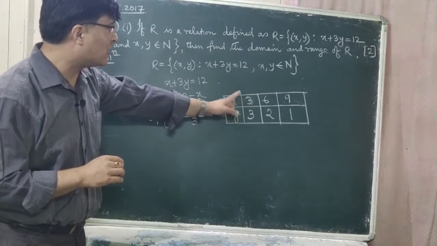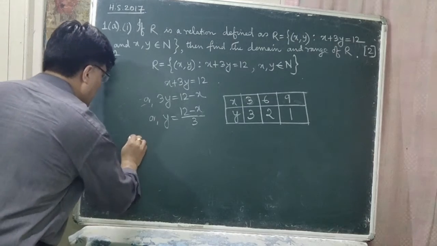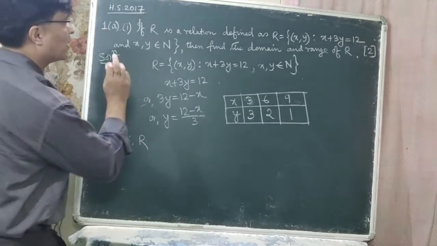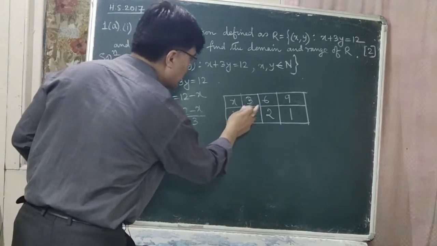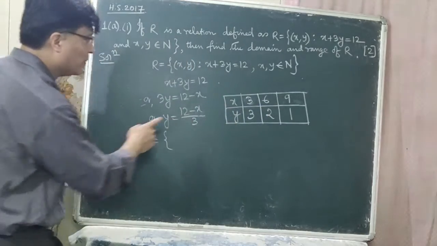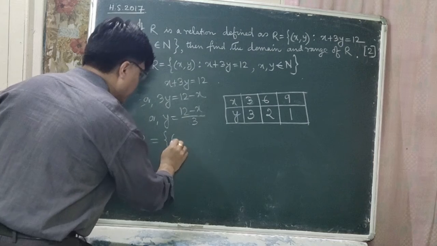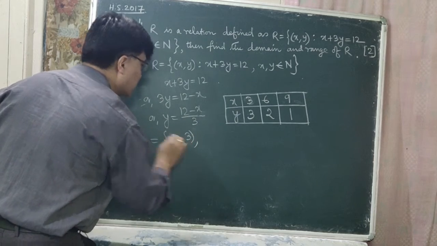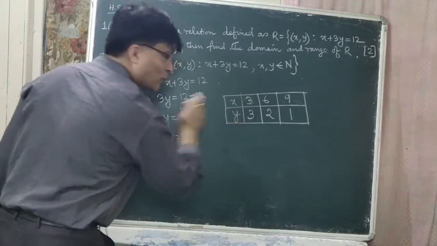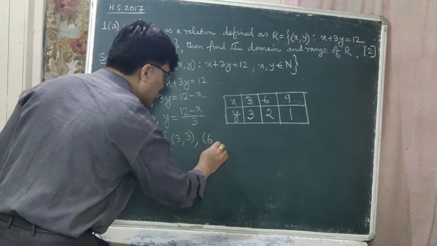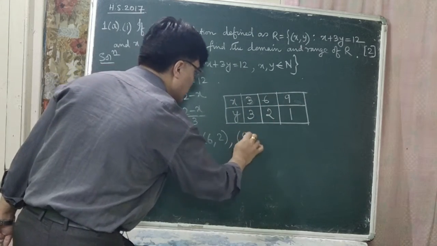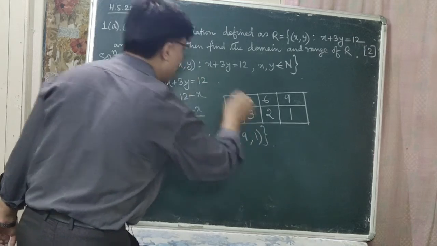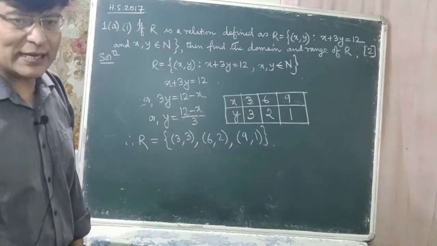So what is the relation now? R is equal to, within second bracket, you have to write it in terms of ordered pairs. What is an ordered pair? X comma y, 3 comma 3. This is your 3 comma 3. Which is the other ordered pair? It is 6 comma 2. And which is the next ordered pair? 9 comma 1. So this is your 9 comma 1. So this is the relation R.